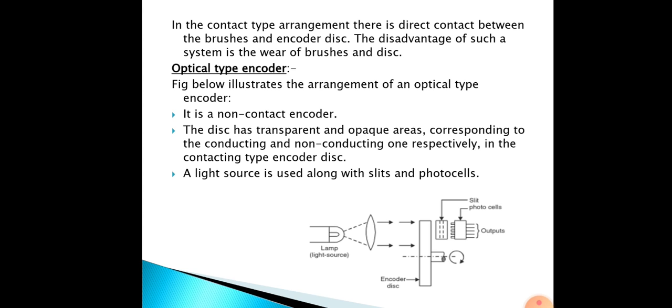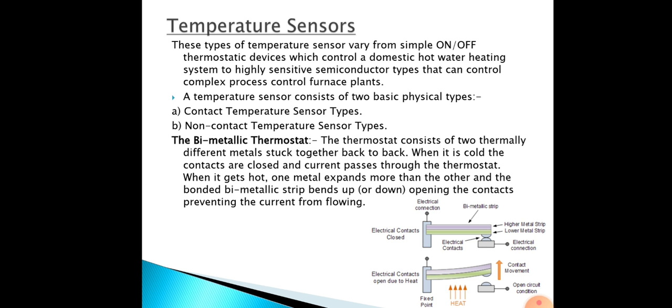Then the next one is the temperature sensor. A temperature sensor detects temperature or heat. This type of temperature sensor varies from simple on-off thermostatic devices to a controlled domestic hot water heating system. There are two basic types: contact temperature sensor types and non-contact temperature sensor types.